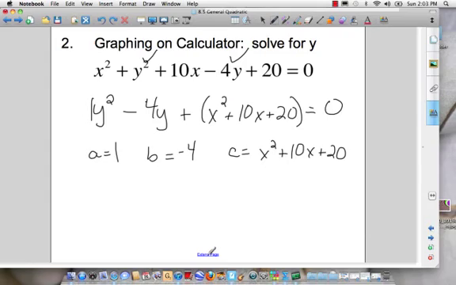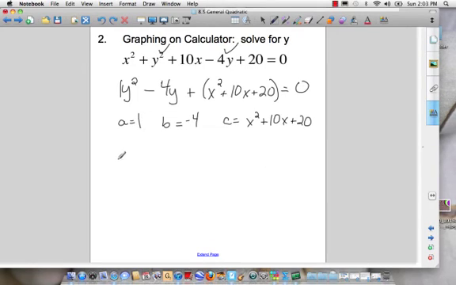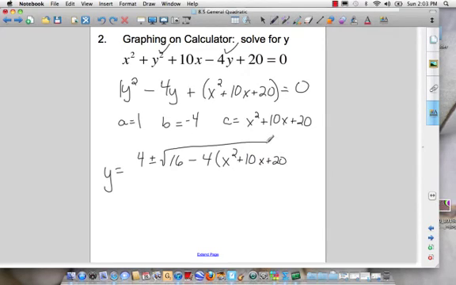And then we plug that into the quadratic formula. So that's going to look like this. y equals negative b, so that's 4, plus or minus the square root of b squared, well, negative 4 squared is 16, minus 4 times a, well, a is 1, so I'm not going to write that, times c, x squared plus 10x plus 20. Let me make my square root a little longer. All over 2a, which is 2.